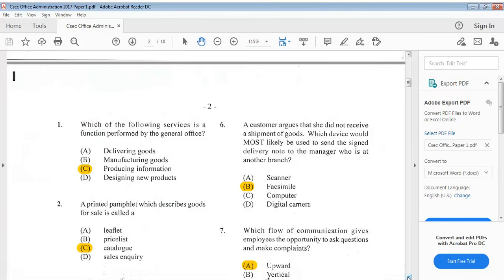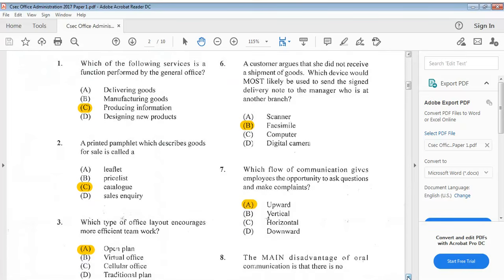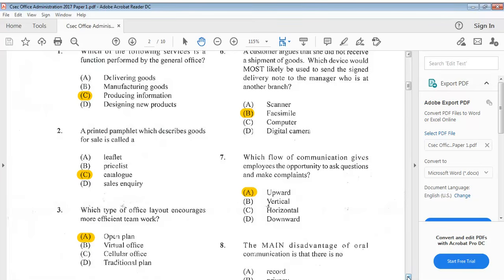So here we have another repeat. So that is why it is so important, guys, that you practice and keep watching these videos over and over so that when you see these questions, you'll remember them. Okay, let us move on into number 2.